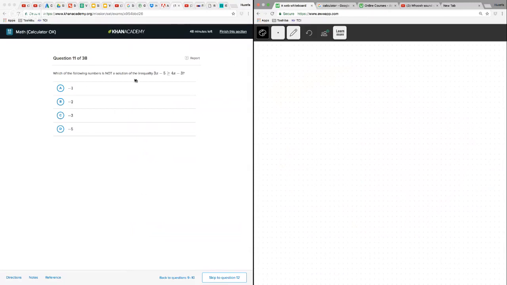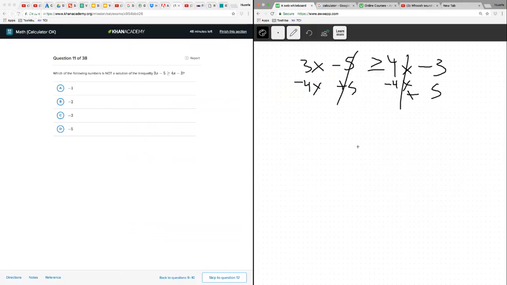Which of the following numbers is not a solution to this? Well, let's solve it, or let's get it a little bit nicer. 4x minus 3. We add 5 to both sides. We subtract 4x from both sides. Goodbye, goodbye. 3x minus 4x is negative x is greater than or equal to 2. Multiply everything by negative 1, and we get x is less than or equal to, got to switch that when we multiply or divide by a negative number. X is less than or equal to negative 2.